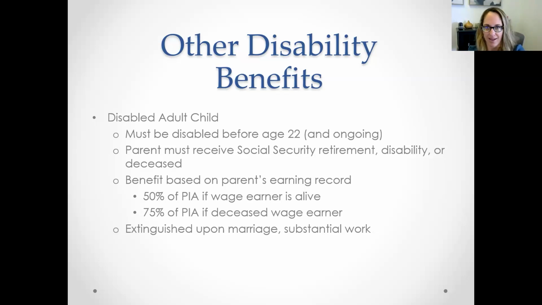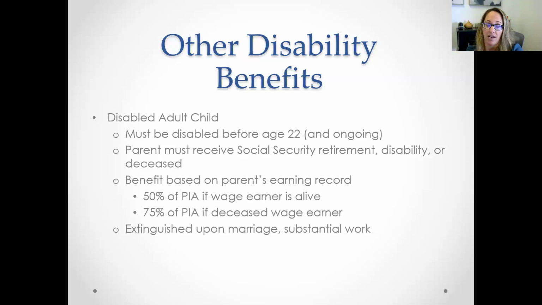Instead of being stuck with the lower SSI amount, what they get is 50% of their parents' monthly benefit while the parent is still alive, or when the parent dies, it bumps up to 75% of the parent's monthly disability benefit or retirement benefit. And that often is higher than SSI. And they also will get Medicare, just like any Title II recipient.